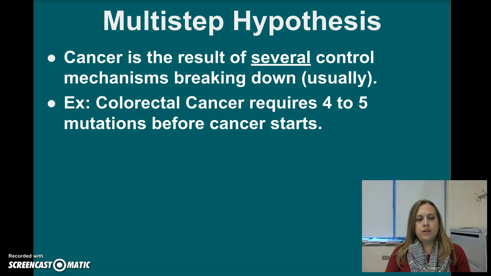We talked about that because we want to look at what's called the multi-step hypothesis. This hypothesis says that cancer is the result of several control mechanisms breaking down, usually, all right? So exposure to carcinogens over a period of time can cause different mutations that will result in several of these mechanisms breaking down. Again, Rosalind Franklin was exposed to lots of radiation through her work, over a period of years, on almost a daily basis. And then she developed cancer very young. So that doesn't happen overnight. It usually takes several different mutations before cancer starts.